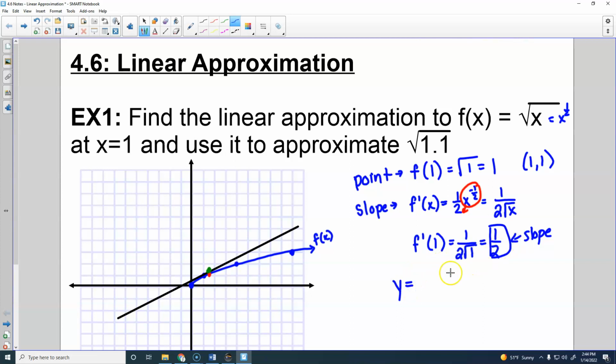All right, so we'll have 1/2 (x minus 1) plus 1, just plugging it into that point slope form. So that's our tangent line that we have here. Yes, Laura?